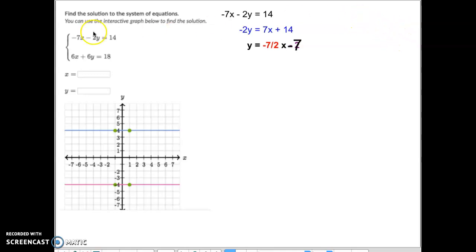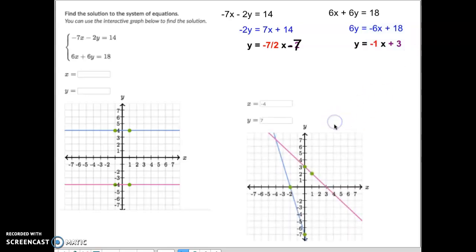Now, second one, we need to put this one into y equals mx plus b format right there. So let's do that as well. I'm first going to subtract 6x from both sides. That's where you can see that came from. Then I'm going to divide everything by 6. So -6 divided by 6 is -1x, and 18 divided by 6 is 3.